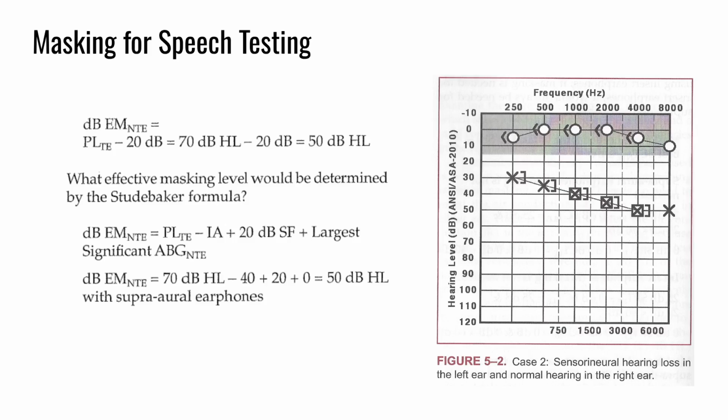Let me rephrase that, because we're dealing with sensorineural hearing loss in the left ear. We can do presentation level minus 20 dB. So we're presenting a 70 dB presentation level to the left ear. We were doing 30 dB above SRT. So 70 dB to the left ear, which should be sufficient to establish PB max, minus 20 dB, and that gives us 50 dB of masking to the non-test ear, which is the right ear.